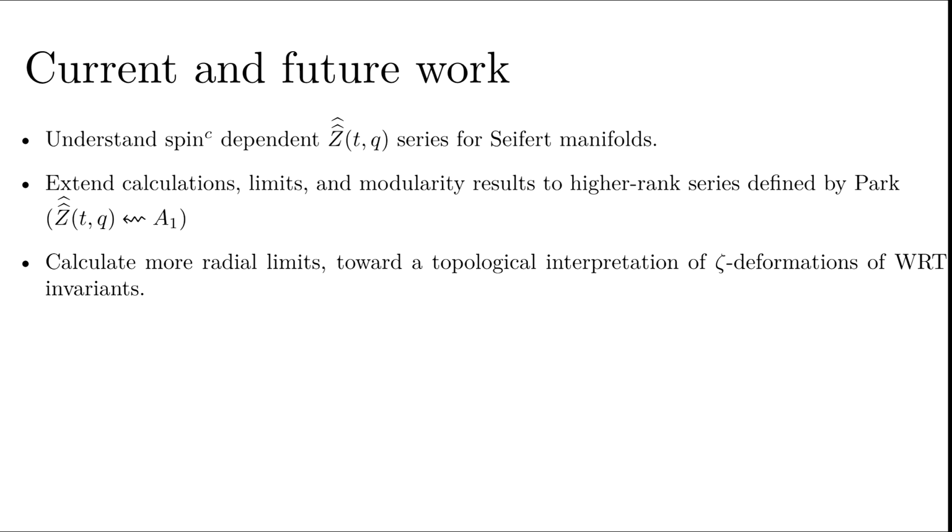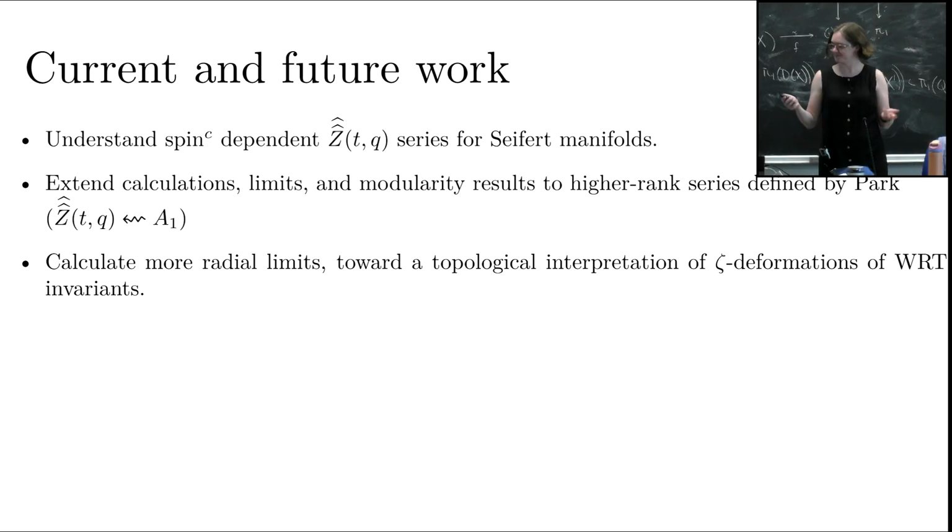And so current and future work, one of the things I'd like to do is actually understand how this decomposes over different spin C structures. So I'm looking at the sum over all spin C structures right now, but I'd like to know how that sum breaks up. I'd also like to extend calculations, limits, and modularity results to higher rank series defined by Park. So Park has a z-hat series for A1. Lastly, I'd like to just calculate more radial limits because I'd like to get a topological understanding of these zeta deformations and what they mean.